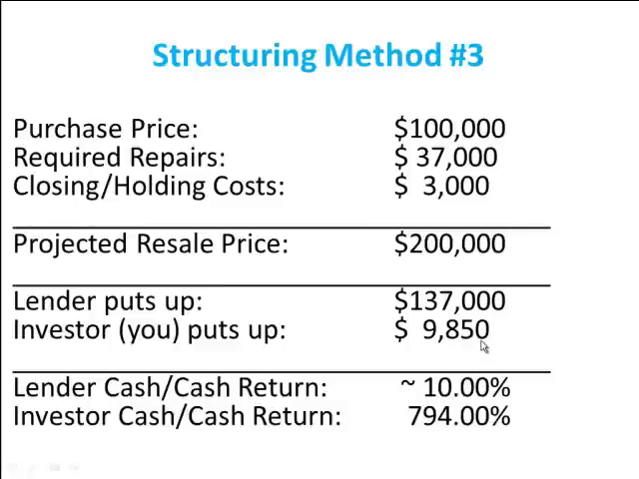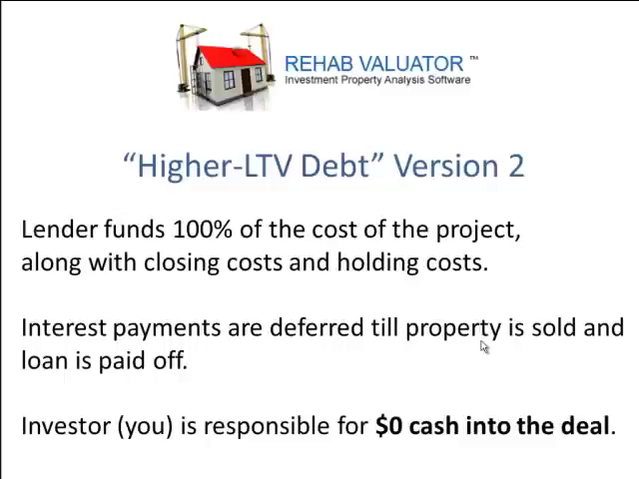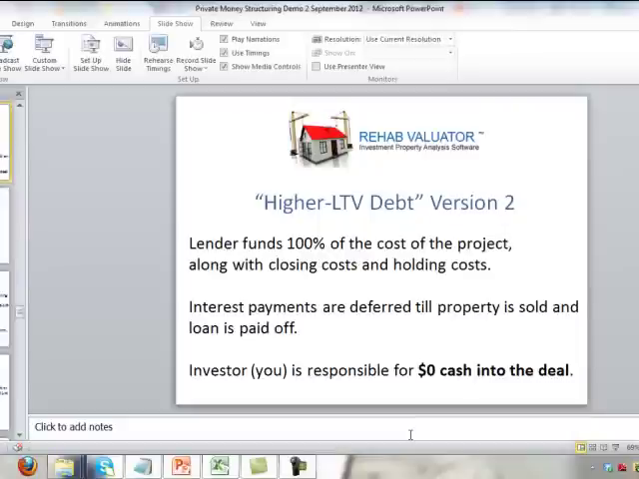So you see the pattern here. We're going from you putting up a lot of cash to putting up little cash, and now I'm going to show you a scenario where you put up no cash. This is called higher LTV debt version 2. Lender funds 100% of the cost of the project along with paying for your closing and holding costs. And this is key, your interest payments are deferred until the property is sold and loan is paid off. So this way, you as the investor are responsible for putting up zero cash into the deal. Let me show you how to structure that.